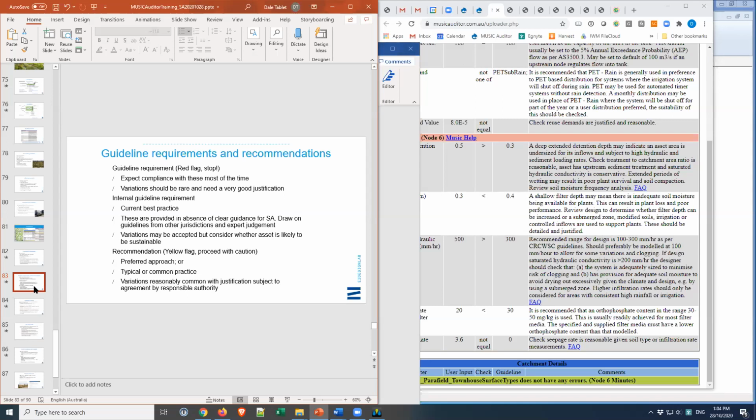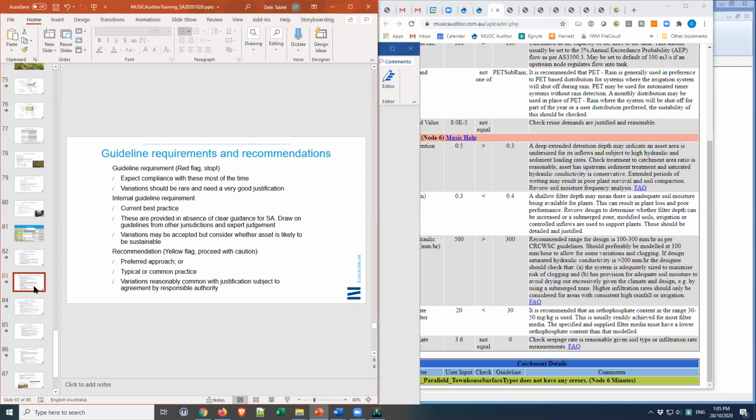Finally, there are recommendations that are just general principles or typical or common ranges, but there will be situations where things will vary from those. So from an authority reviewing point of view, you need to be mindful that you have to expect some variations from those. You're not going to get a MUSIC auditor report that's completely clean and has green ticks all over it. You're going to get a few things that get flagged with justifications, and you should be able to work through those with your consultants and have a look and say, yes, this is a reasonable assumption in this case, we'll accept that.